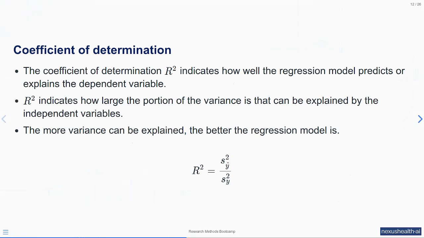The coefficient of determination, r squared, indicates how well the regression model predicts or explains the dependent variable. It indicates how large the portion of the variance is that can be explained by the independent variables. The more variance that can be explained, the better the regression model is. And this can be given to us. It's simply the ratio of the variance of the predicted y to the observed y.